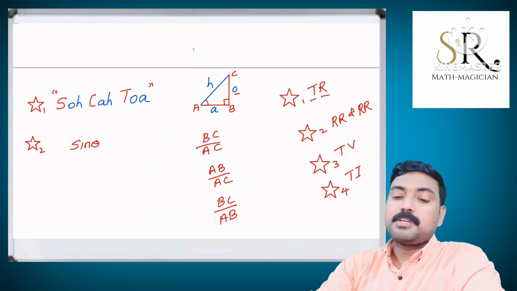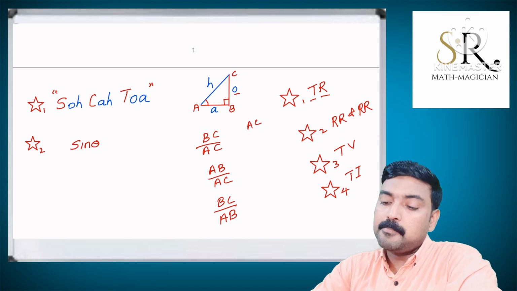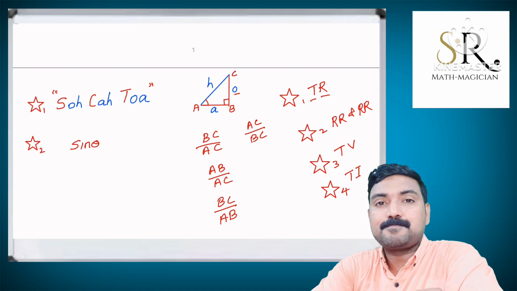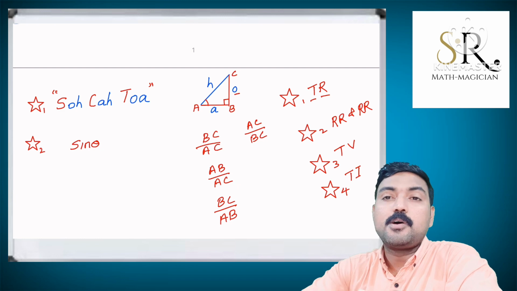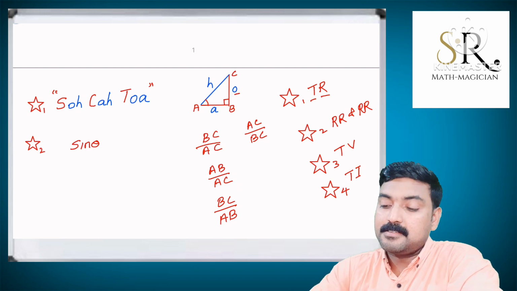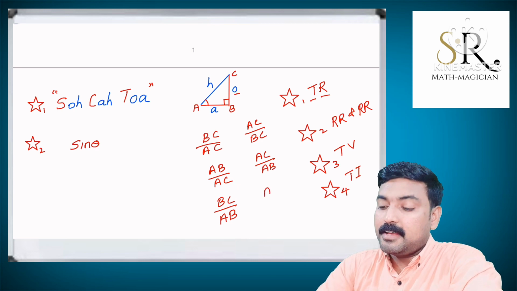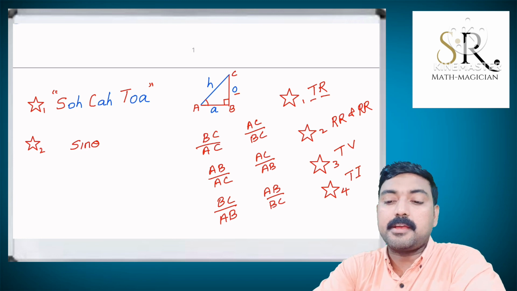Now three sides we divided. Suppose we divide AC by BC. This is also another ratio. It's a reciprocal. This ratio is known as cosec A. And AC by AB is known as sec A. And AB by BC is known as cot A.